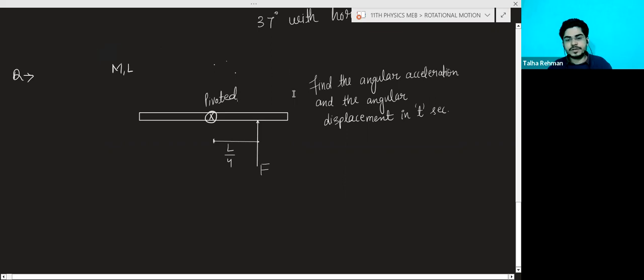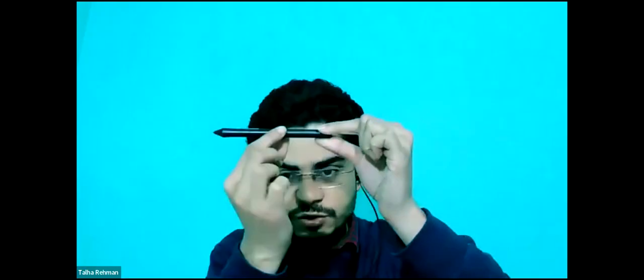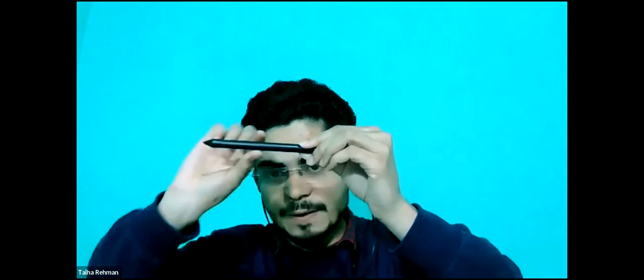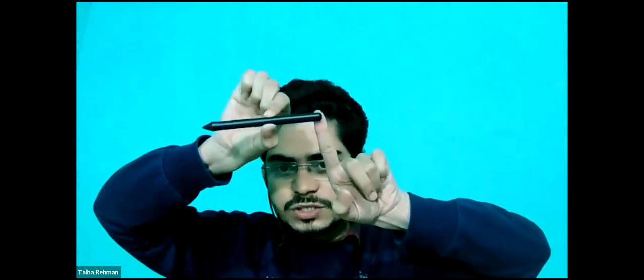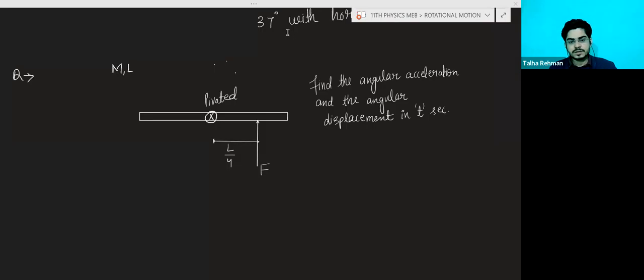What is the meaning of pivoted? If this is a pen or a body, a linear rod, pivoted means about this point it will be rotated. If you apply a force, this rod will rotate about this axis. So here this is the pivoted point and a force is acting at a distance of L by 4. L is the length of the rod, M is the mass of the rod.